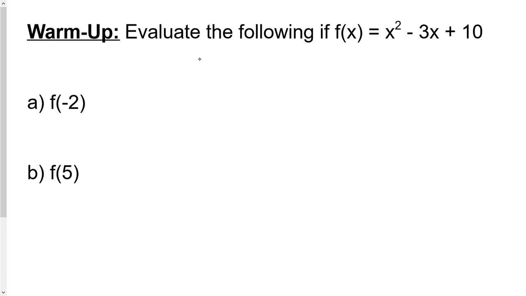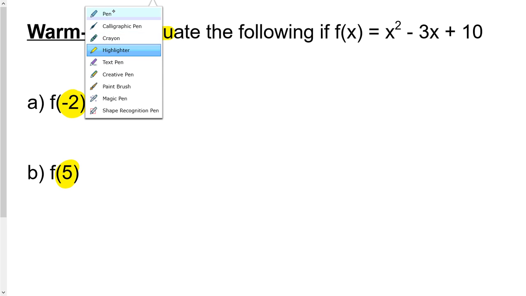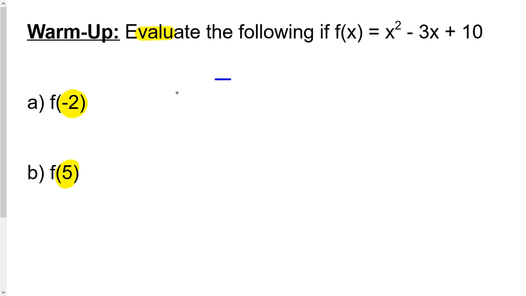So what we're going to do is take a look at this little warm-up problem where it just says to evaluate the following if f of x is equivalent to x squared minus 3x plus 10. So basically, we got a function. It's defined as being equivalent to x squared minus 3x plus 10, and I want you to evaluate it, which, what does evaluate mean? It means tell me its value at -2 and tell me its value at 5. So we're going to use some pretty basic simple substitution.